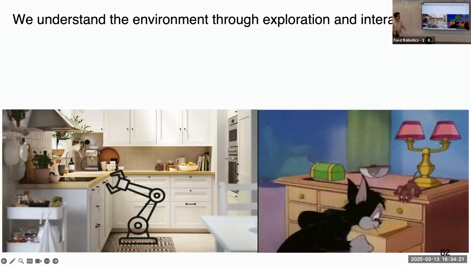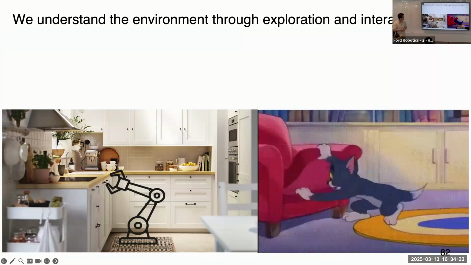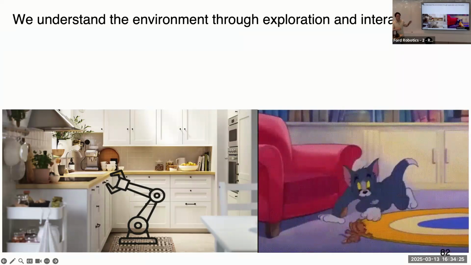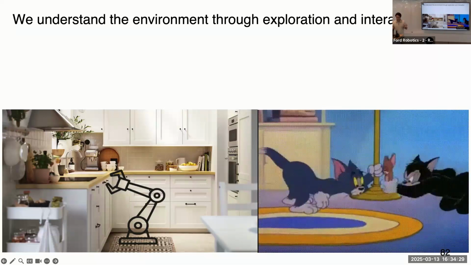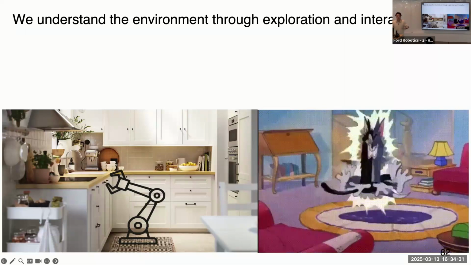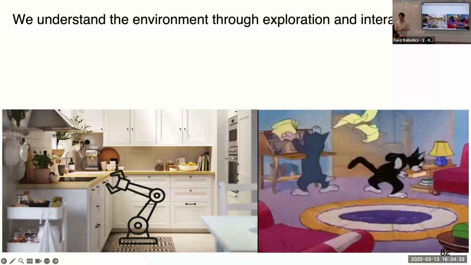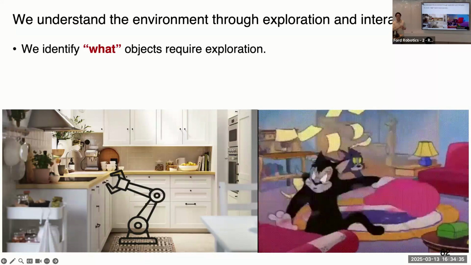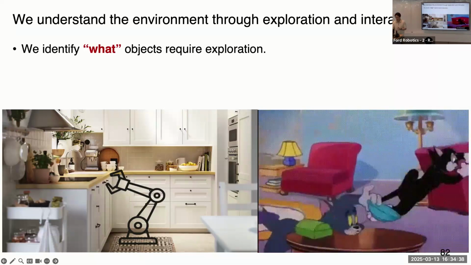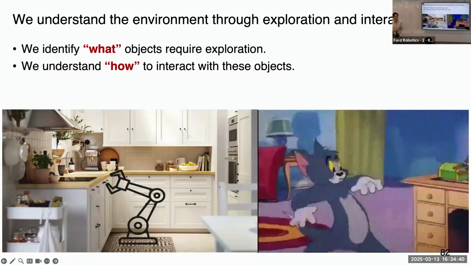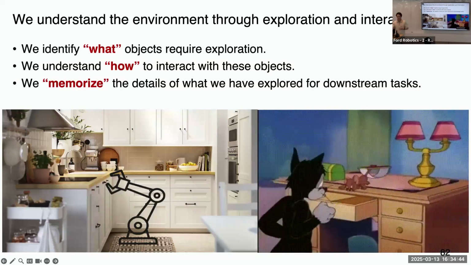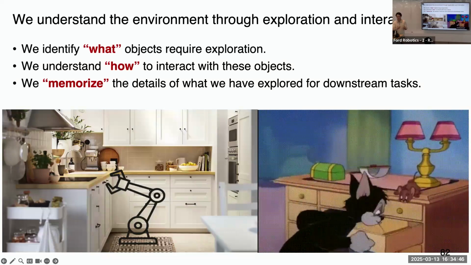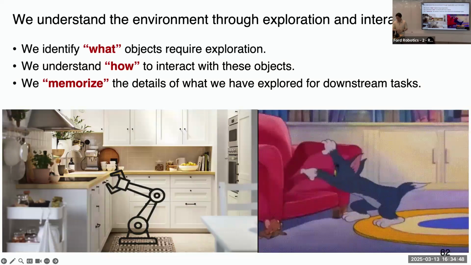And on the bottom right, I have a video from Tom and Jerry. Obviously, they are looking for something. But during this exploration process, they are not doing random motion, like waving their arms randomly in the air. They identify what objects require exploration and also understand, given that object, what the right actions are to interact with it. And they also memorize the details of what they have explored for downstream tasks.